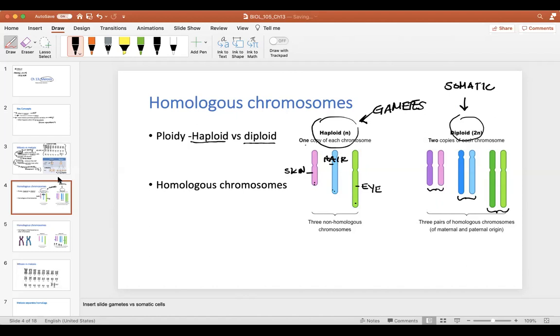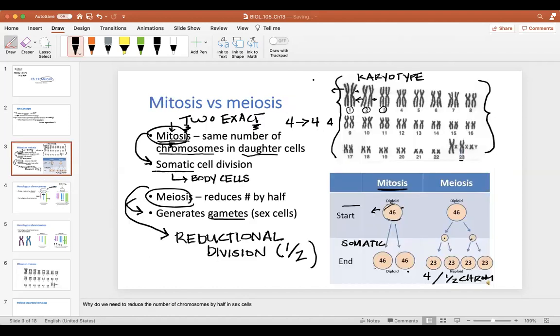So let's go back here to this slide above. And what you can see is that this karyotype here is from a diploid cell. How do I know that? We've got 2 copies of each chromosome.